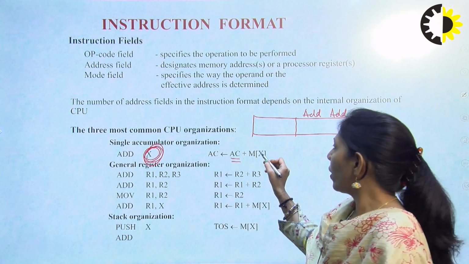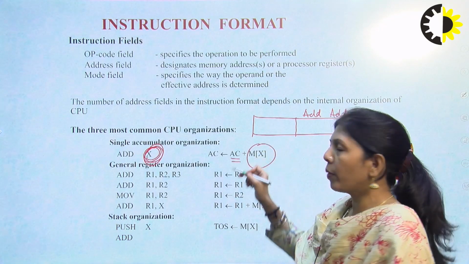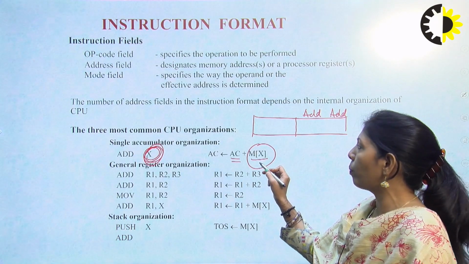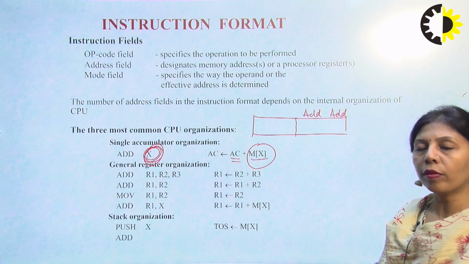At the last, we can save that particular information in any other memory word. This is the memory word. Any word that we represent by M, it's the memory word.